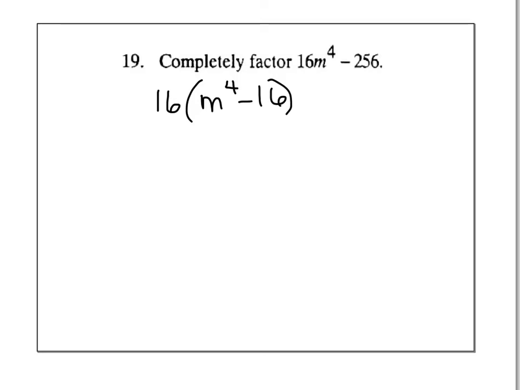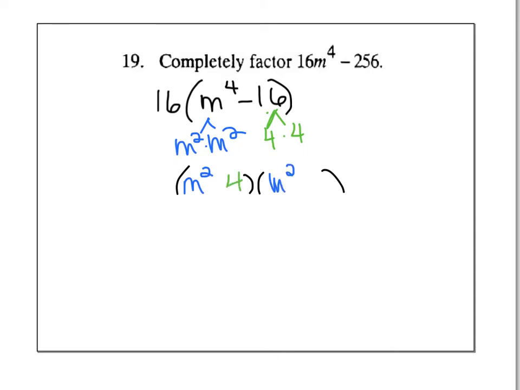Well, now I have a binomial. The only other way to factor a binomial is if it's a difference of squares. Well, here's my minus sign for difference. M to the 4th can be broken apart into m squared times m squared. 16 can also be broken apart into 4 and 4. So my two parentheses would be an m squared in each, a 4 in each, and 1 plus and 1 minus. And then don't forget we do have that GCF.